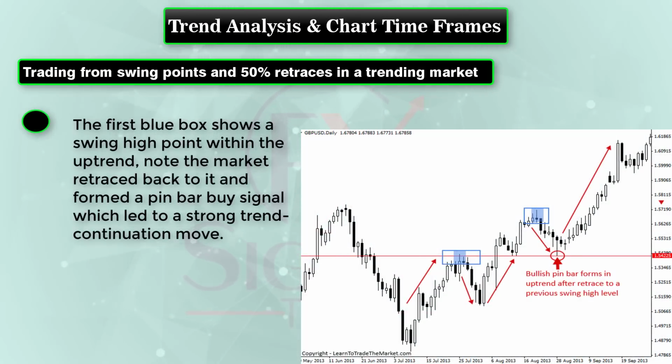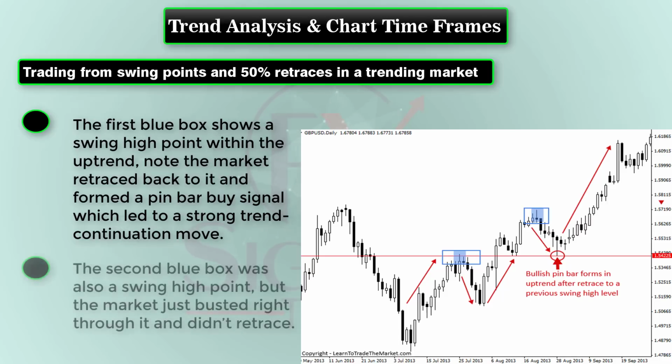The first blue box shows a swing high point within the uptrend. Note the market retraced back to it and formed a pin bar buy signal, which led to a strong trend continuation move. The second blue box was also a swing high point, but the market just busted right through it and didn't retrace.